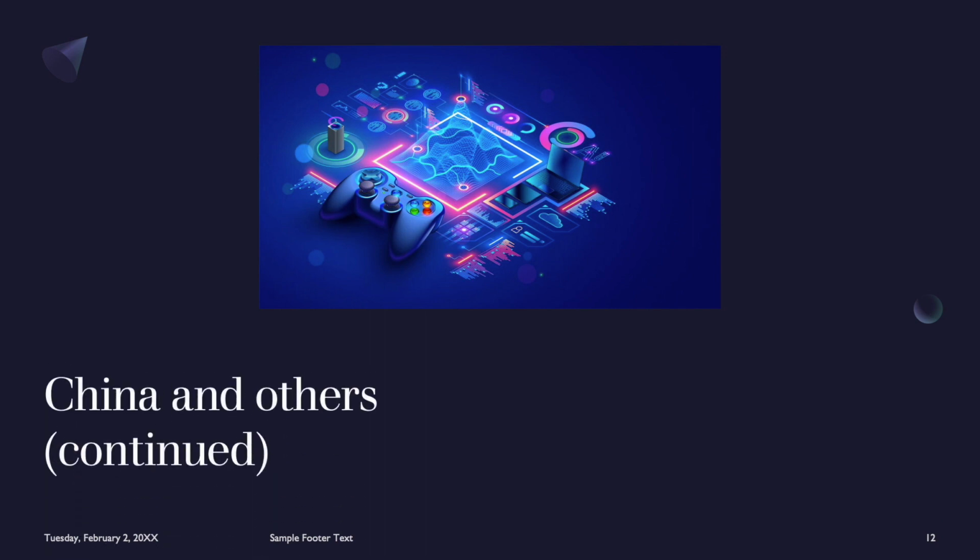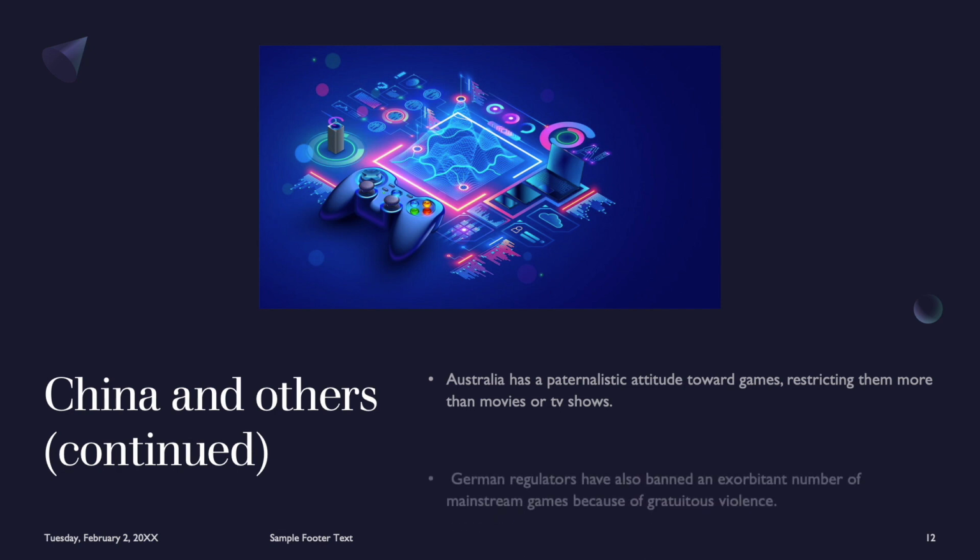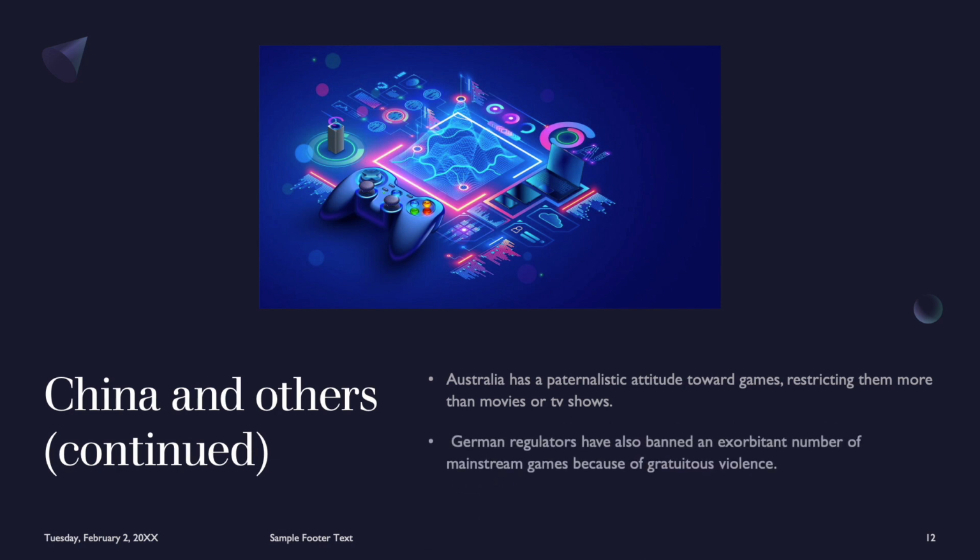There are liberal countries that censor what citizens see in games as well. For example, Australia has a paternalistic attitude towards games, restricting them more than movies or TV shows. German regulators also banned an exorbitant number of mainstream games because of gratuitous violence. In Germany, the game GoldenEye 007 was put on a list of media harmful to young persons and banned for 23 years because of the amount of violence that it portrayed.